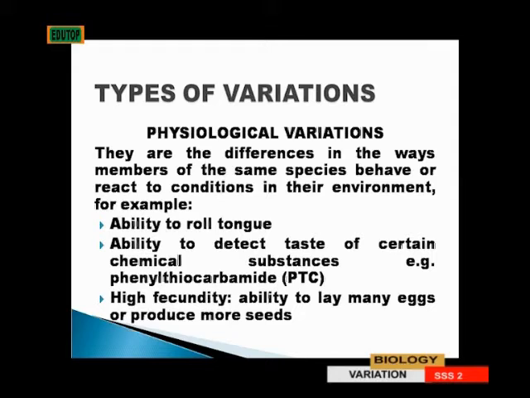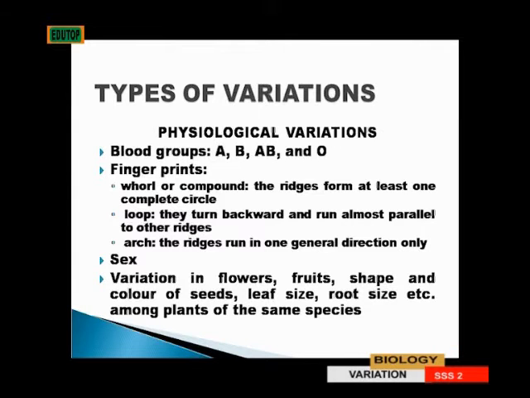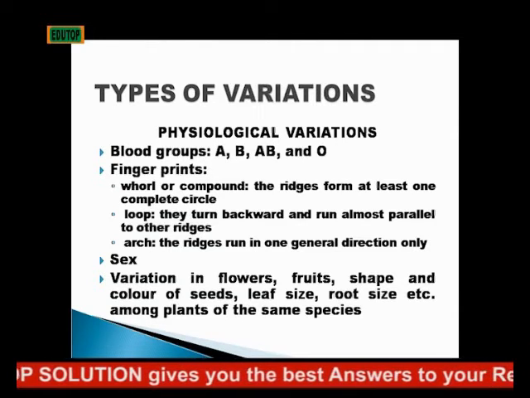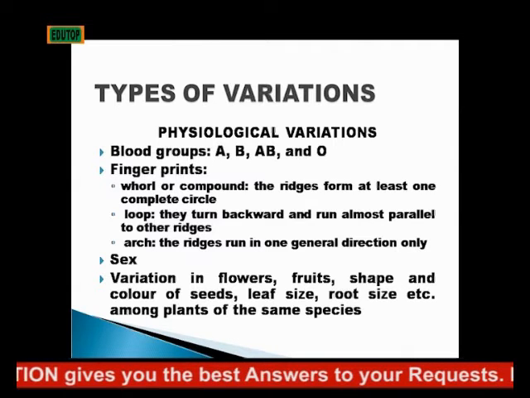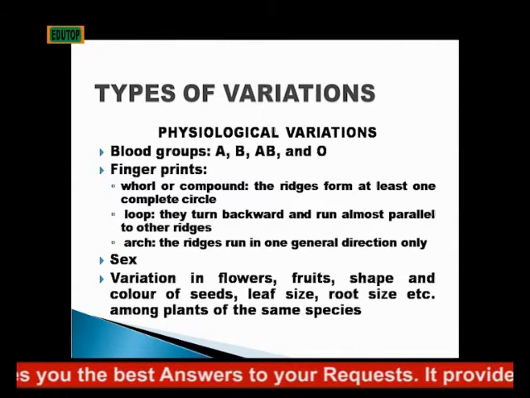Then another physiological variation is high fecundity, the ability to lay many eggs or produce more seed. That's what is called high fecundity. Then another physiological variation is the blood groups. We have 4 major types of blood group. We have blood group A, blood group B, some people have blood group AB, and others have blood group O. I'll be talking more about those 4 groups, but that's also another physiological variation.